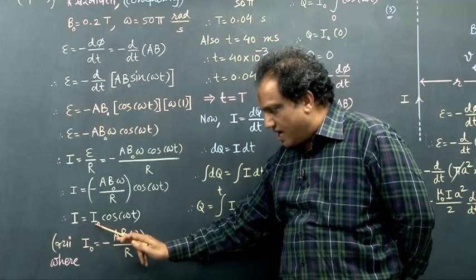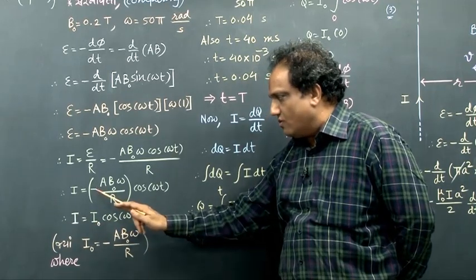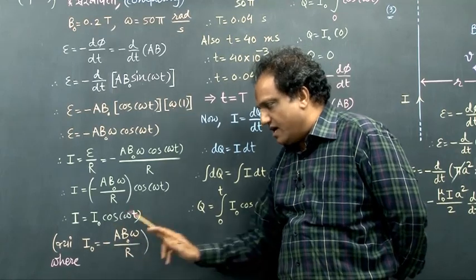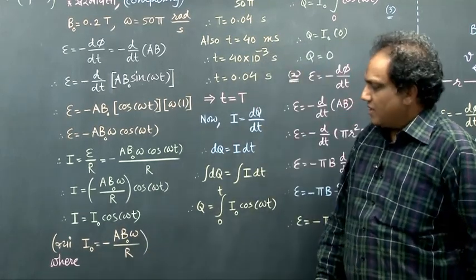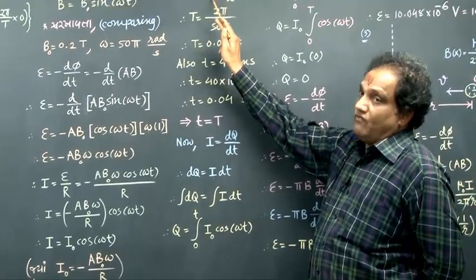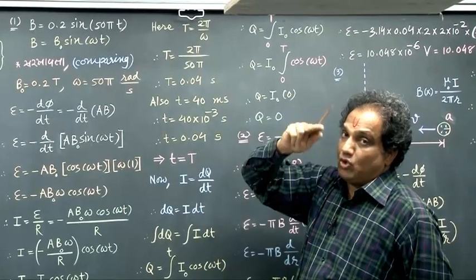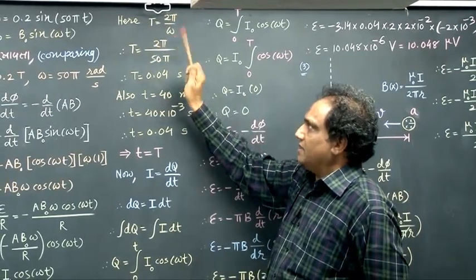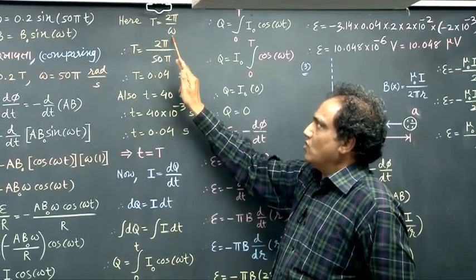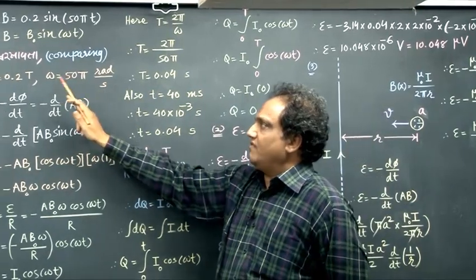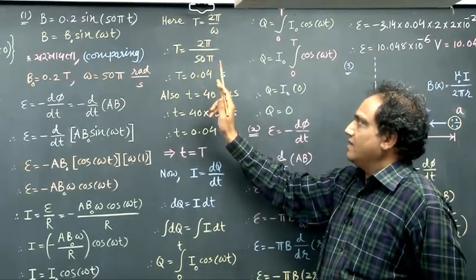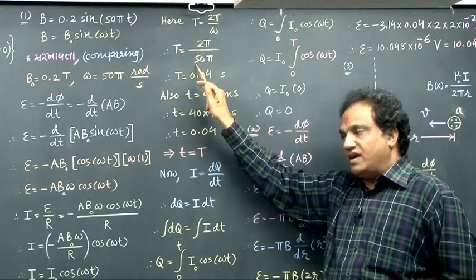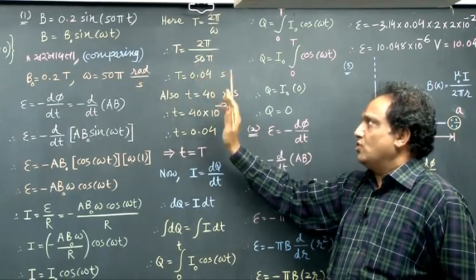Where I0, you must mention, it is replaced for minus a b0 omega upon R. This part is replaced by I0. Fine. And now tell me, you don't know the formula of omega? What is the omega formula? 2 pi by capital D. Find out capital D, from that you will get 2 pi upon omega. This 2 pi as it is. What about omega? Omega is 50 pi. Pi will cancel. 2 upon 50, if you find out, it is coming out to be 0.04 second.